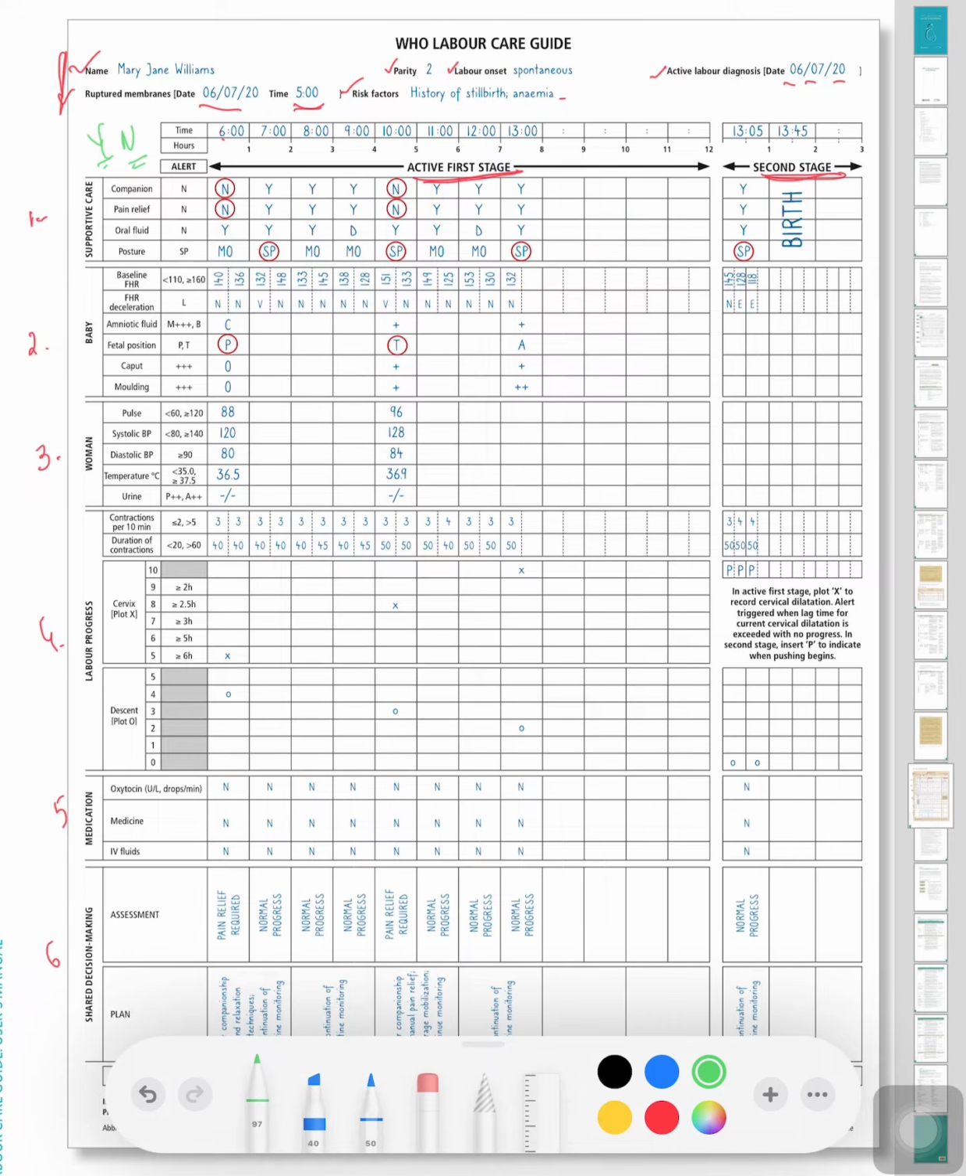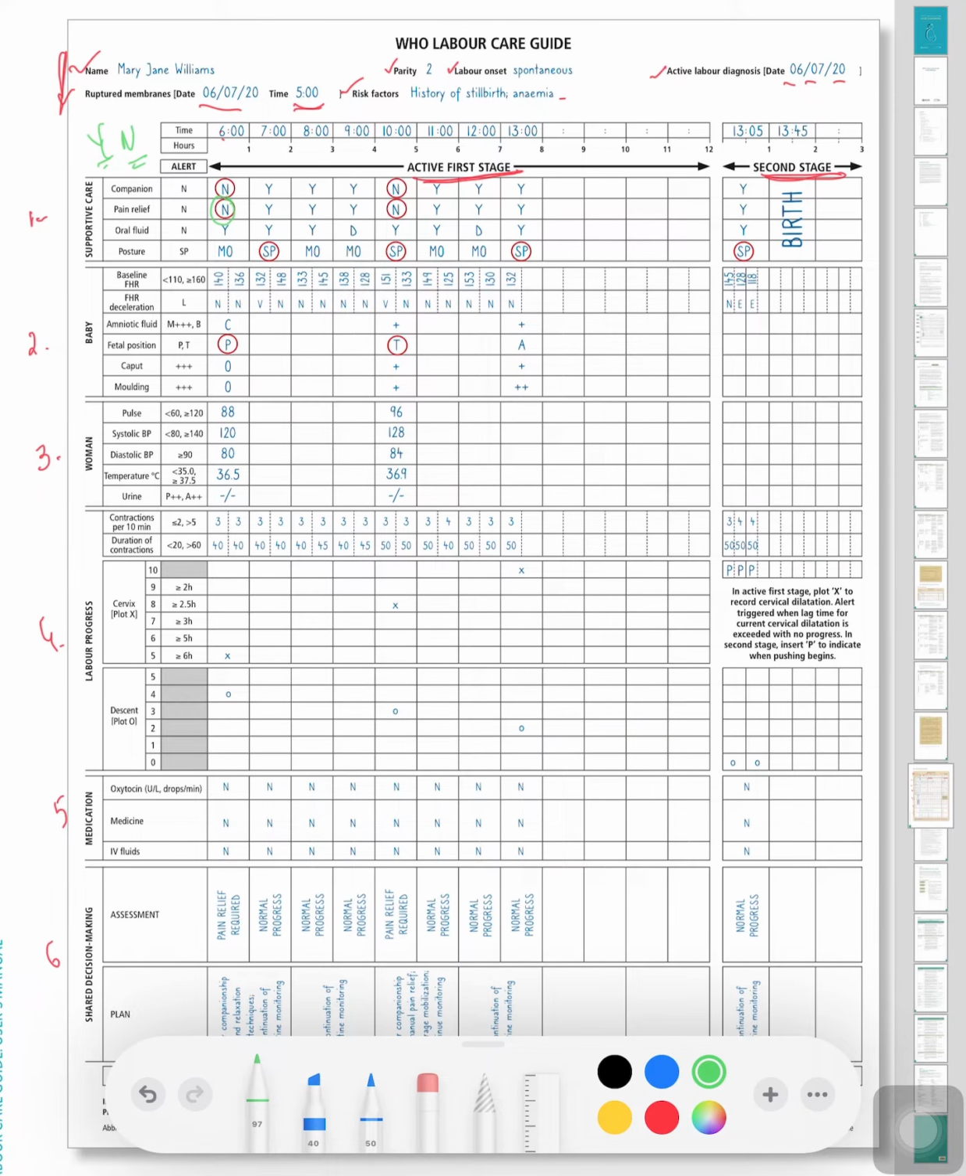So when she came at 6 o'clock, she had pain and she did not have any pain relief, so we wrote N over here and we circled it with the red pen. We gave her some pain relief medications or anything like that you are going to give your patient, or any exercise you are going to tell them.